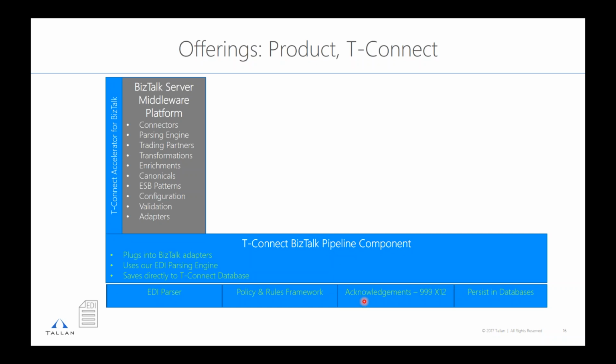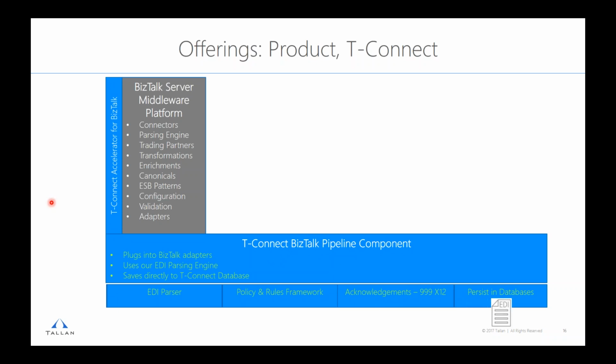A lot of our customers expect a little more state for EDI transaction sets. So as it's passing through, we save it into a database. We spent thousands of hours figuring out the right level of normalization, and we have some very interesting ways of getting the data in and out with APIs. Persisting it into a database is another really cool piece of this, and it's really just plugging in a T-Connect BizTalk pipeline component.